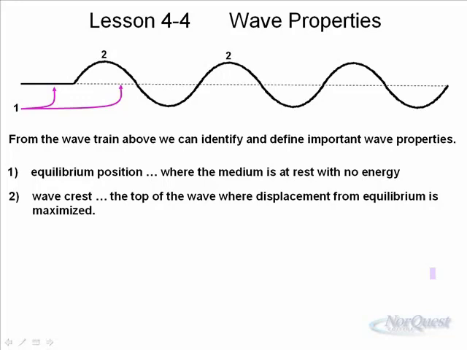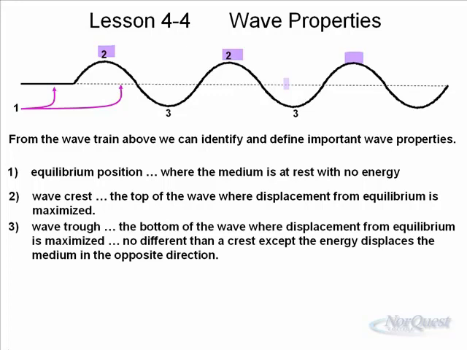So number 2 here, these represent wave crests. Here's another wave crest over here. With water waves, we say a crest is above the equilibrium position, and then of course below the equilibrium position we have something called a trough. On some waves the troughs and crests are identical, and so these three troughs would be identical to the crests, except instead of being above the equilibrium position, they're below. So they are no different than a crest, except the energy displaces the medium in the opposite direction.